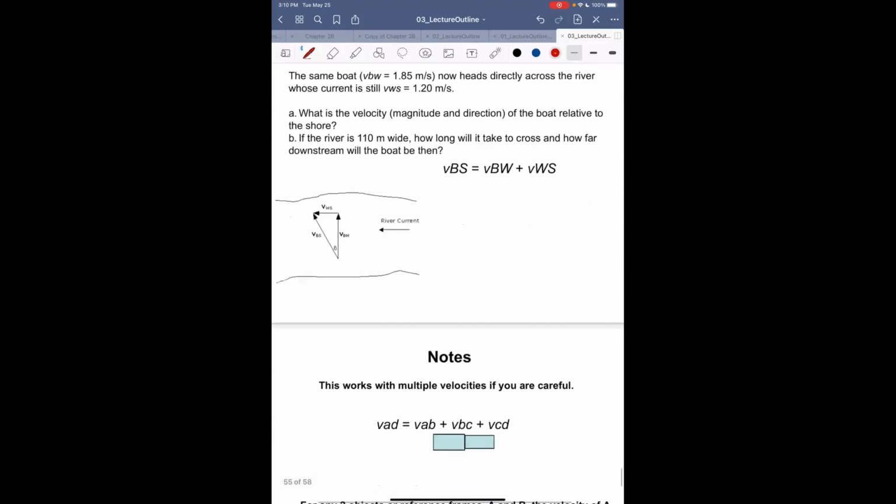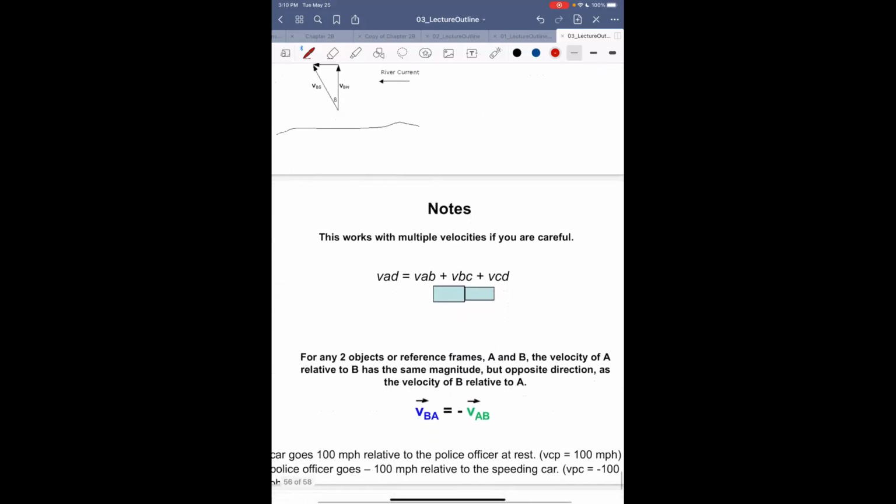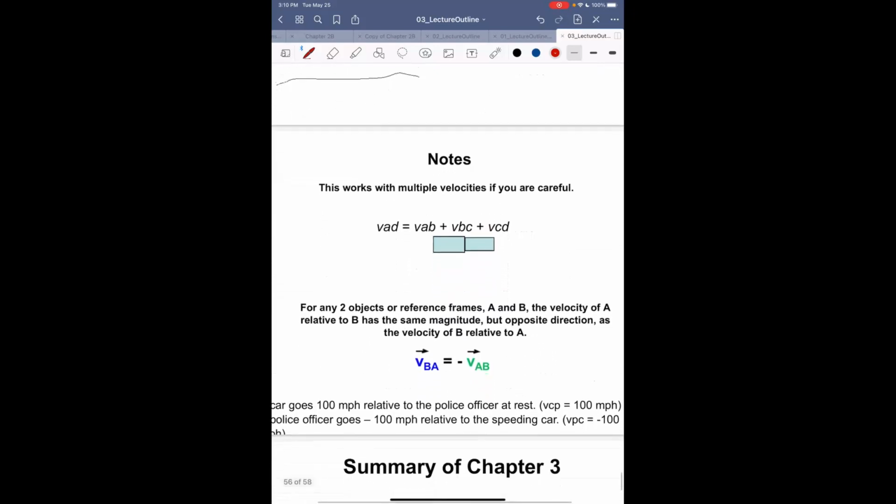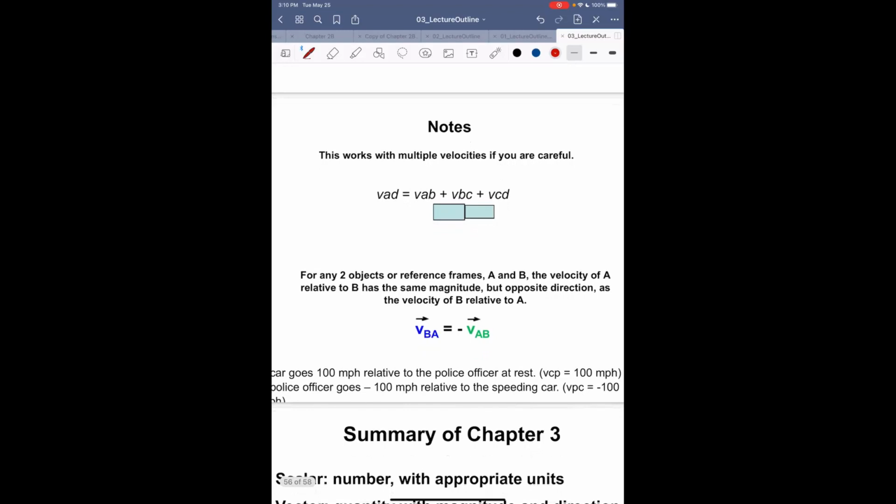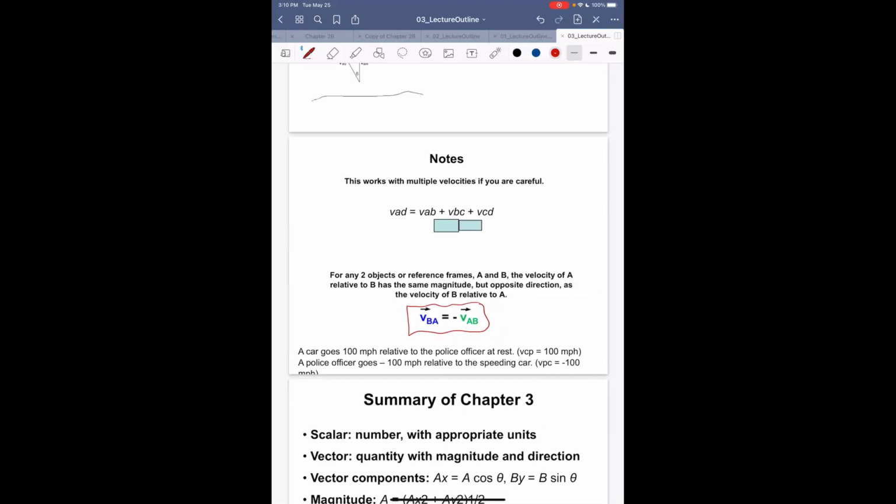Now I will say also, when we switch the variables, you need to know that we're going to have a negative. My relative velocity with respect to you is the negative of your velocity with respect to me.